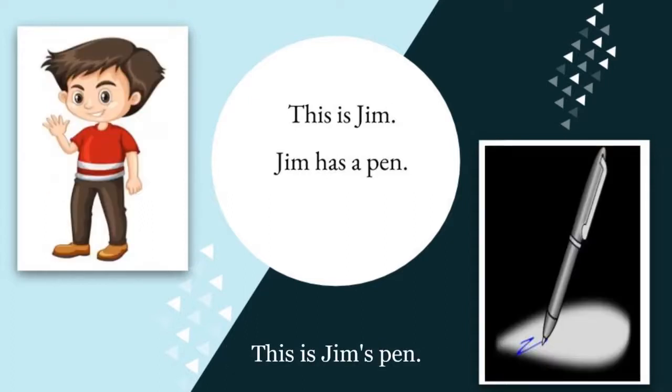Okay, students, let us see another example here. This is Jim. Jim has a pen. So, this is Jim's pen. That means the pen belongs to Jim. Jim is the owner of that pen. So, that's why we have put an apostrophe s after the noun Jim to show the possession.